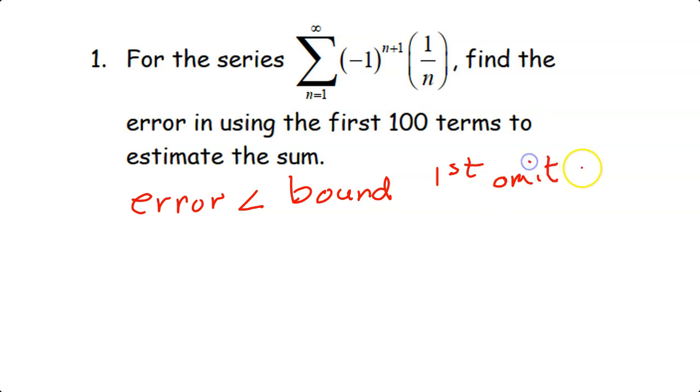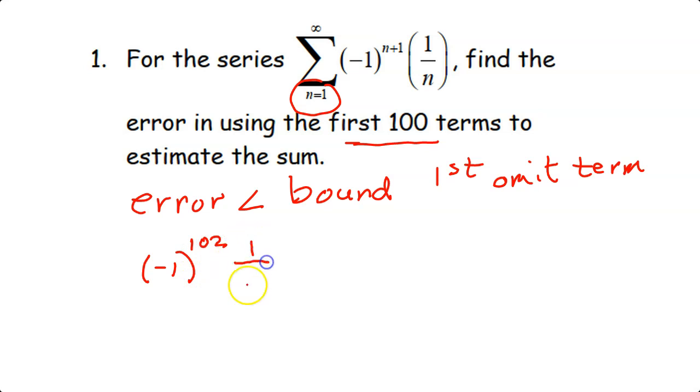Okay, so we're estimating something using the first 100 terms. Well, that means, since we are starting at 1, we are going to bound my error by simply using the number 101. So we're going to have negative 1 raised to the 101 plus 1, which is 102, and then times 1 over 101. So this is a positive 1, so my error will be no more than 1 over 101.